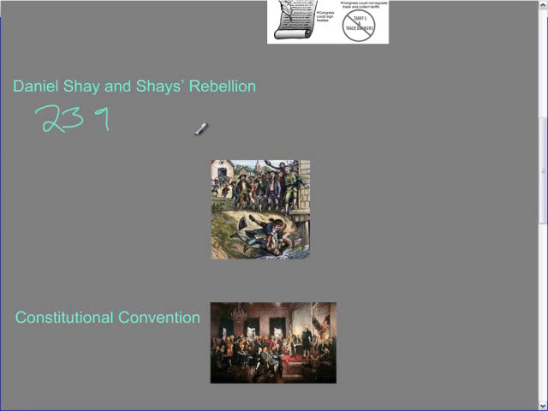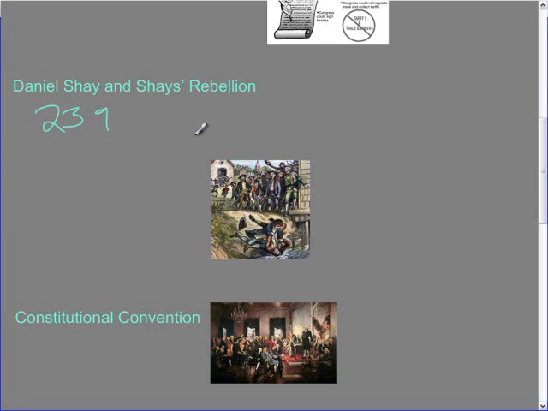It takes forever, and eventually it's put down, but it opens a lot of people's eyes because they see, if we can't even control a little group of farmers with their pitchforks running around, how are we going to ever be able to stand up if the British come back over and say, hey, we want to take back over this area? Well, they wouldn't be able to, because the national government cannot protect the states, and that's mainly the goal here.